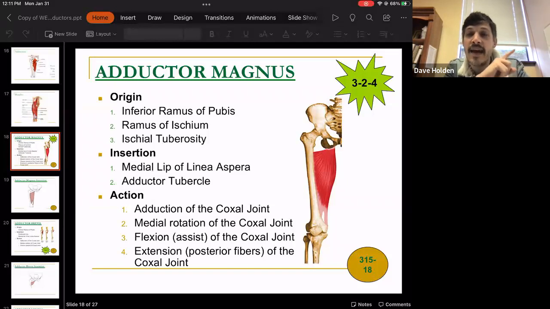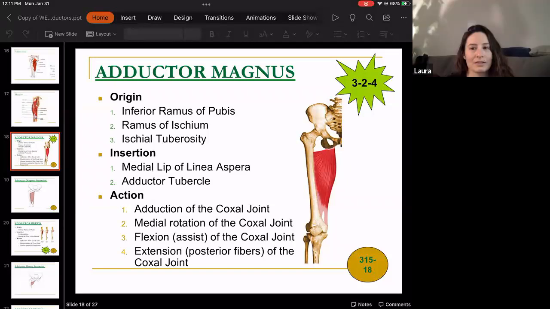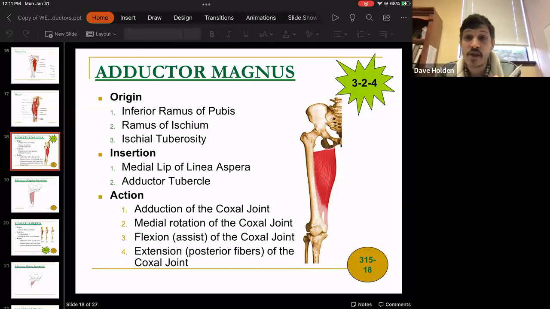This is going to be a, what's the word I want to use? An honorary hamstring, right? It's inducted into the group of hamstrings. Because the adductor magnus originates on the ischial tuberosity, it will also assist with hip extension, just like the hamstrings. So extending that hip is an action of adductor magnus as well. Insertion. This muscle will insert along the medial lip of the linea aspera.